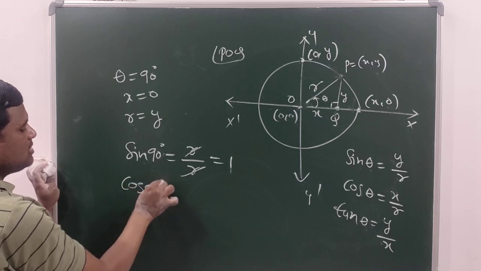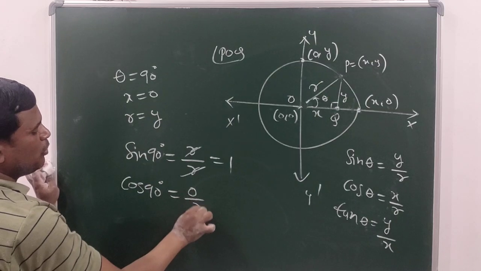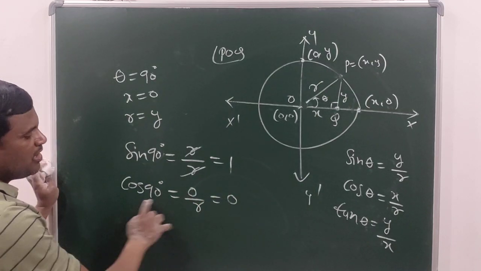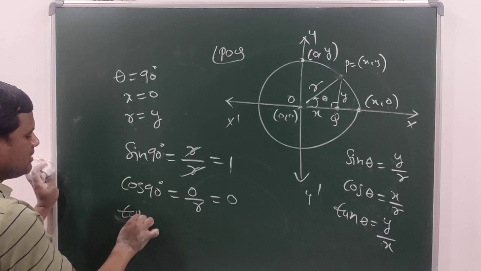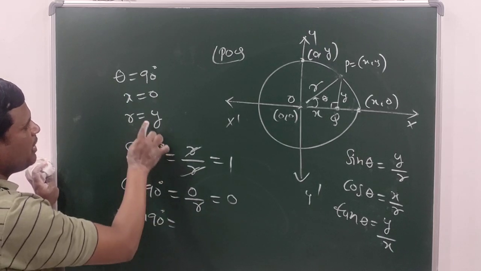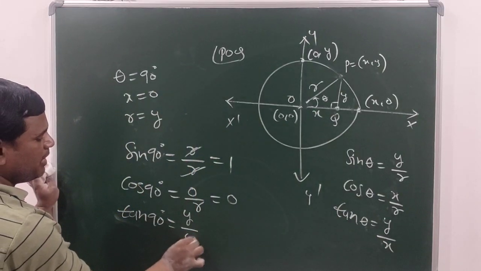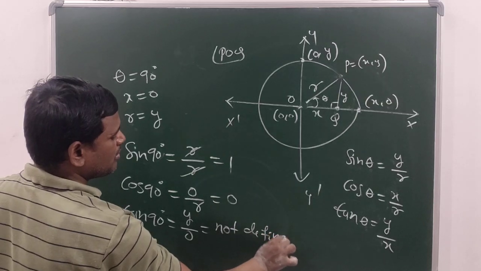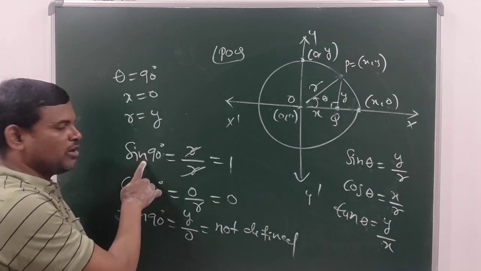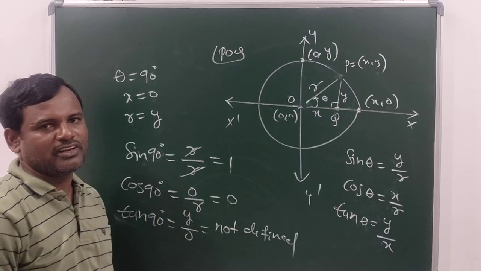Now cos 90. Go to here. The x value is 0, so 0 by r is equal to 0. Cos 90 is 0. Next, tan 90 degrees. The tan 90 definition is y by x, but here the x value is 0, so y by 0 is not defined. So what you got: sin 90 is 1, cos 90 is 0, tan 90 not defined.